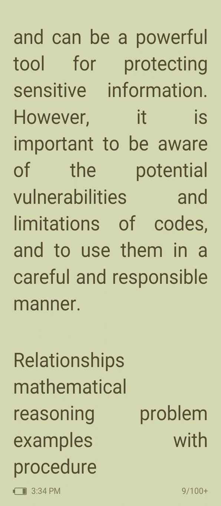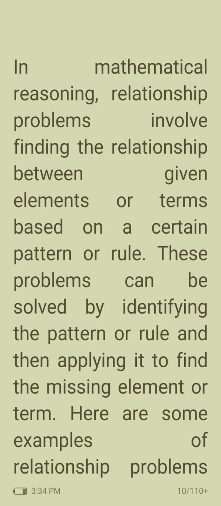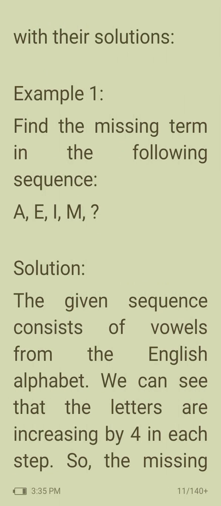Then, relationships, mathematical reasoning. In mathematical reasoning, relationship problems involve finding the relationship between the given elements or terms based on a certain pattern or rule. These problems can be solved by identifying the pattern or rule and then applying it to find the missing element or term. Here are some examples.